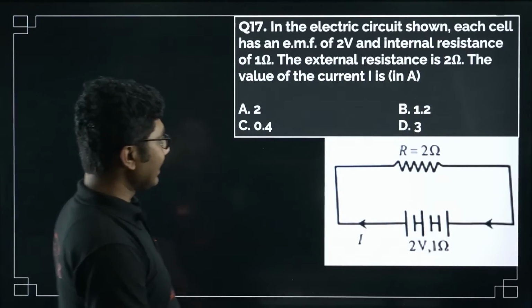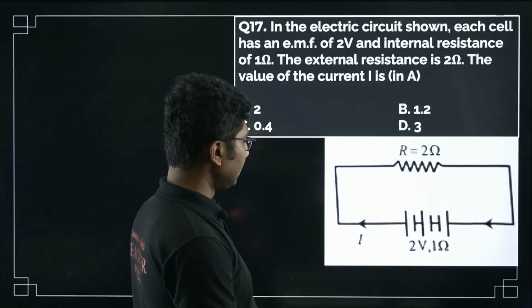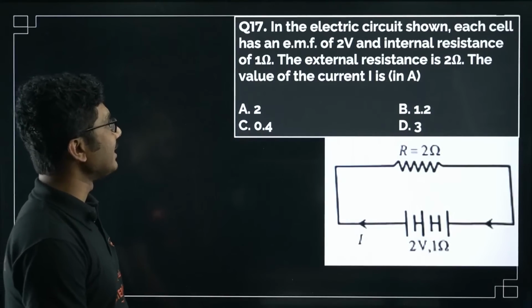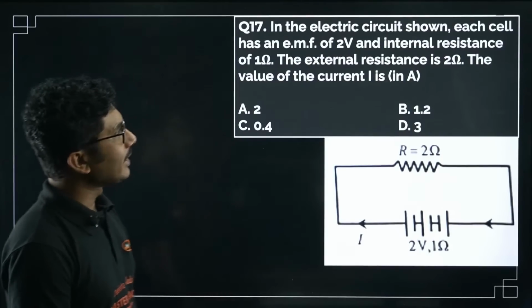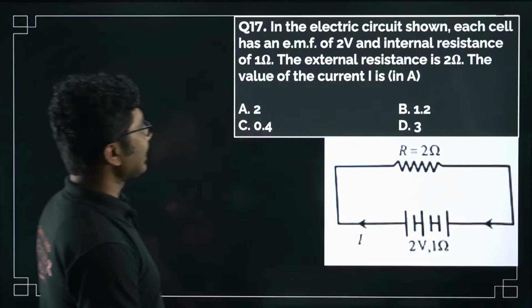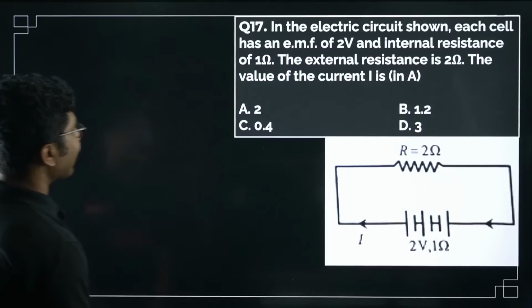In the electric circuit shown, each cell has an EMF of 2 volt and an internal resistance of 1 ohm. The external resistance is 2 ohm. What is the value of the current I?